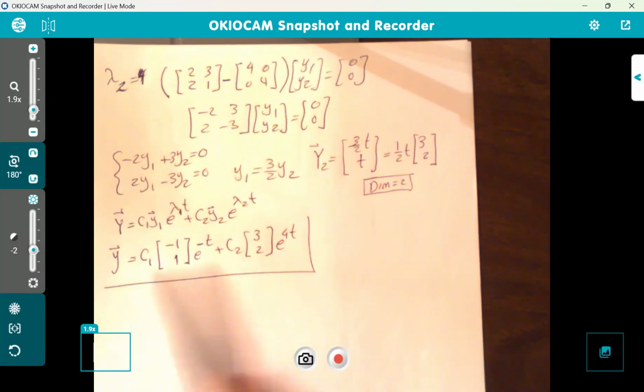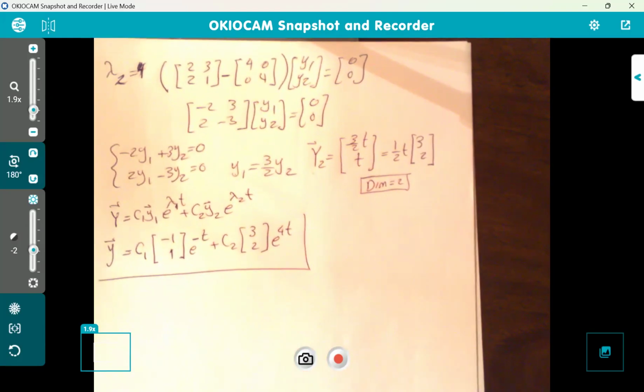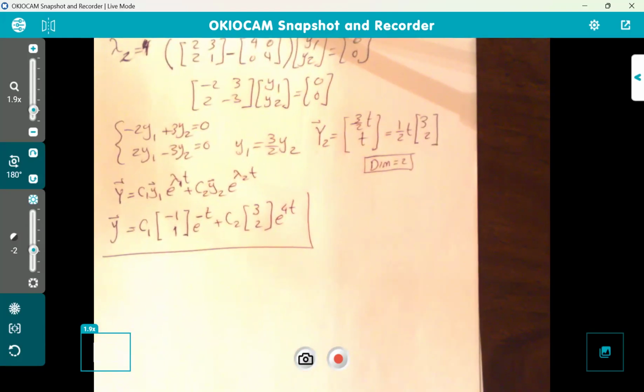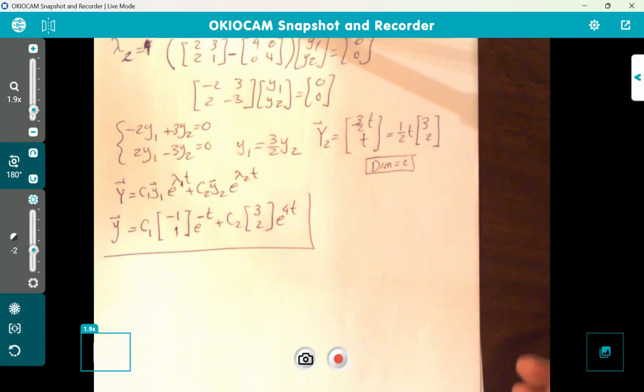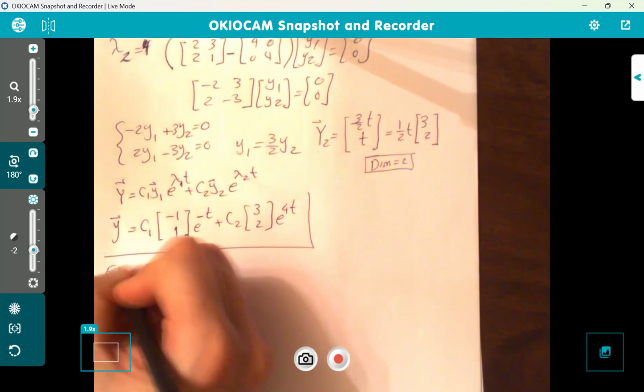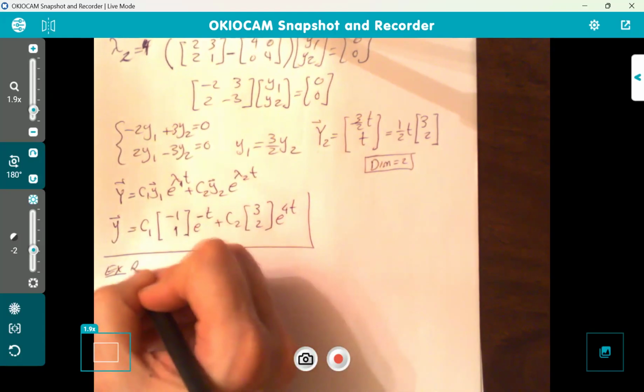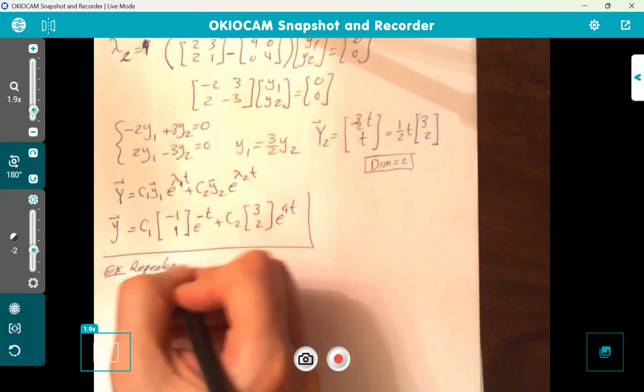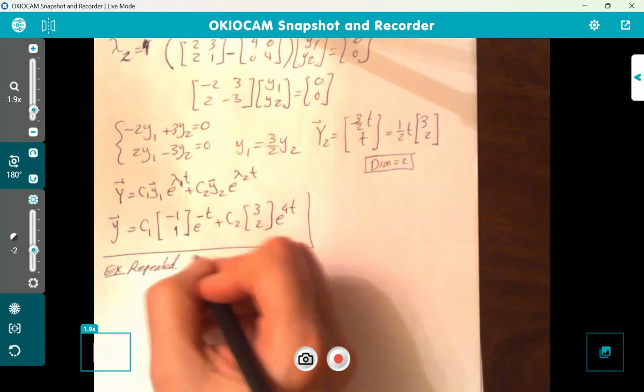So that's what these are. They act as constants of integration. Okay, and there you go. We just solved the differential equation for that exercise. Okay, now what if we have, let's say, repeated eigenvalues? We're going to look at another example for this one if we have repeated eigenvalues.